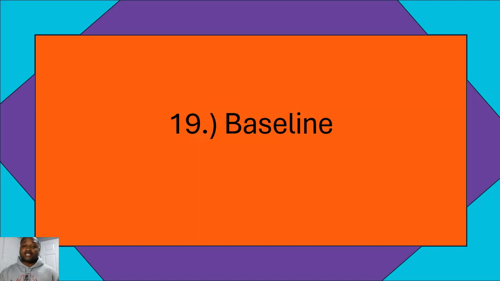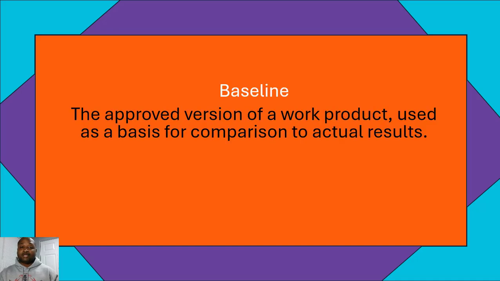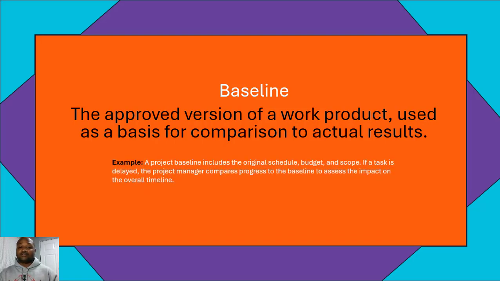Moving along, number 19, baseline. Baseline is the approved version of a work product used as a basis for comparison to actual results. For an example, a project baseline includes the original schedule, budget, and scope. If a task is delayed, the project manager compares progress to the baseline and assesses the impact on the overall timeline.